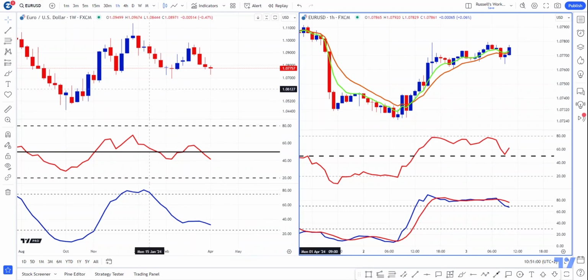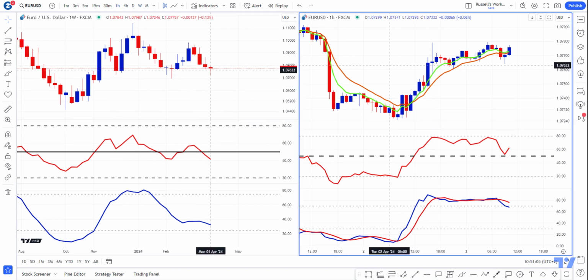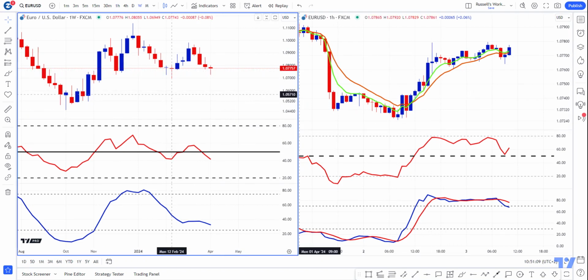Okay, so on the left, we've got the Euro-US dollar weekly chart, and on the right, we've got the Euro-US dollar hourly chart. And on the weekly chart, what we have is what we call a reference candle reversal.